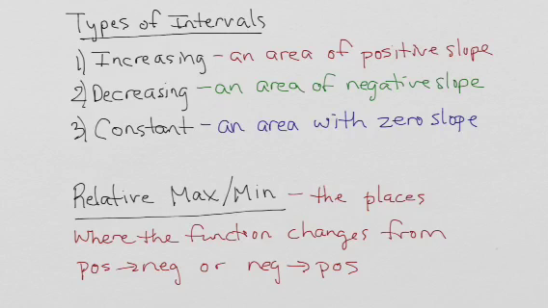All right, and then we're also going to talk about relative maximums and minimums. A relative maximum or minimum is a place where the function changes from a positive or increasing interval to a negative or decreasing interval, or it switches the opposite way, from negative to positive. Notice there's nothing with constant in there. We're not talking about that. We're talking about an area that switches from increasing to decreasing or vice versa. We'll look at an example.